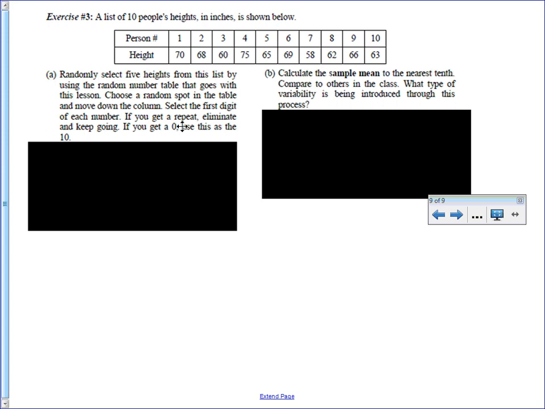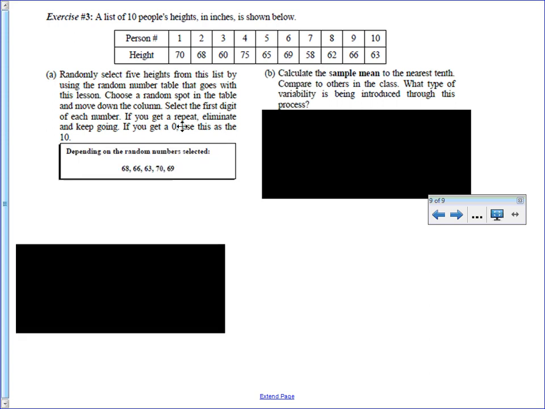It's not a frequency table. It doesn't mean that one person has a height of 70 inches. It just means that's the first person that they measured. So part A says, randomly select 5 heights from the list. It says all this stuff, but really it's just saying randomly select 5 heights. So I selected these 5 heights, 68, 66, 63, 70, and 69.